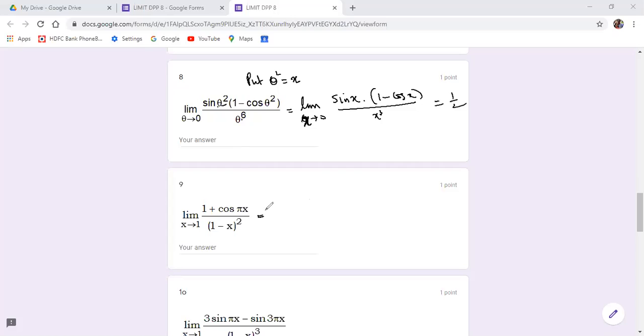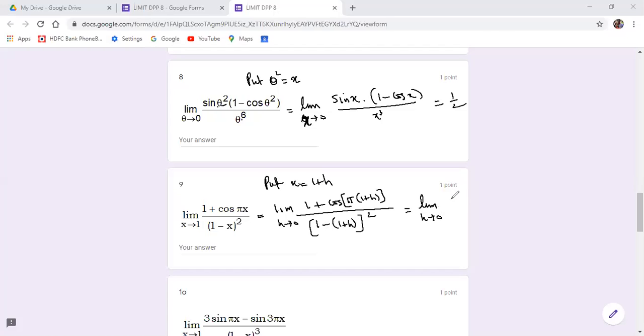Okay. What was the method in this problem? X is tending to 1. Put x as 1 plus h, so x tends to 1 means h tends to 0. So we take the limit as h tends to 0 of 1 plus cos pi into 1 plus h, and this is the whole angle, divided by 1 minus 1 plus h, the whole square. 1 will get cancelled. So limit h tending to 0 of 1 plus cos of pi plus pi h. Very good.